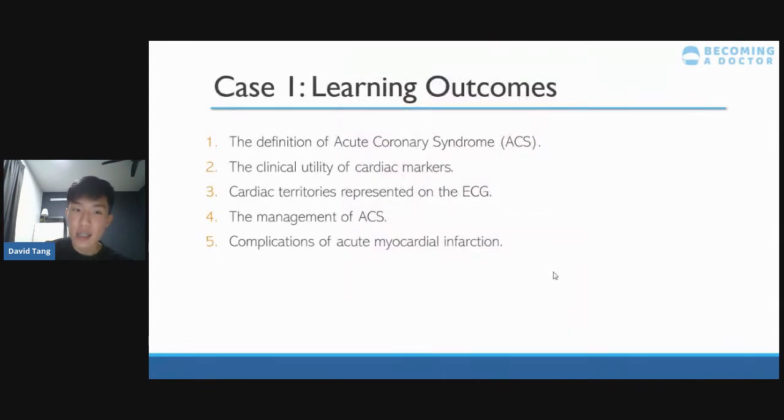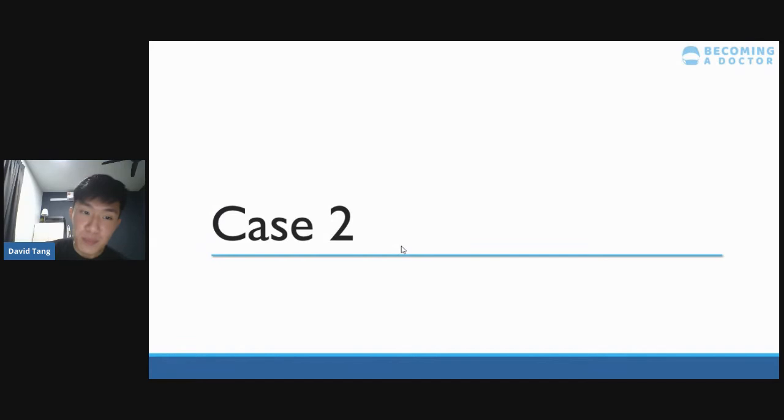And here are the learning outcomes. We have talked about the definition, the utilities of the cardiac markers, the cardiac territories on ECGs, and how you could spot quickly where the changes are, so you could know which cardiac territory is involved, and the coronaries, the management of ACS, and lastly, the complications. So let's move on to case 2.